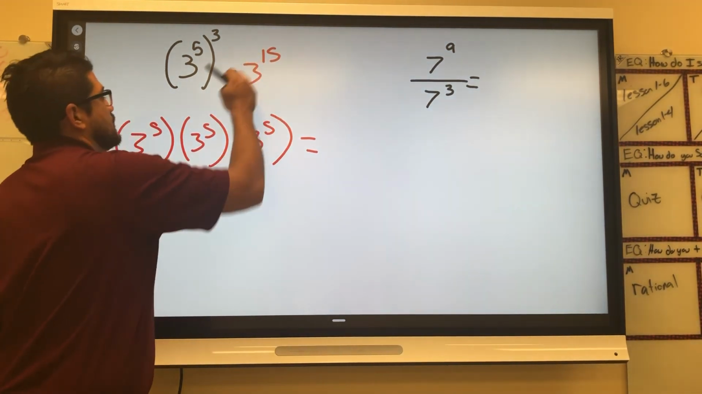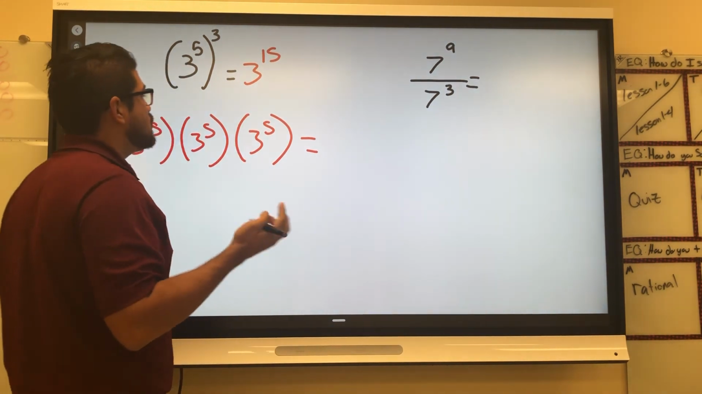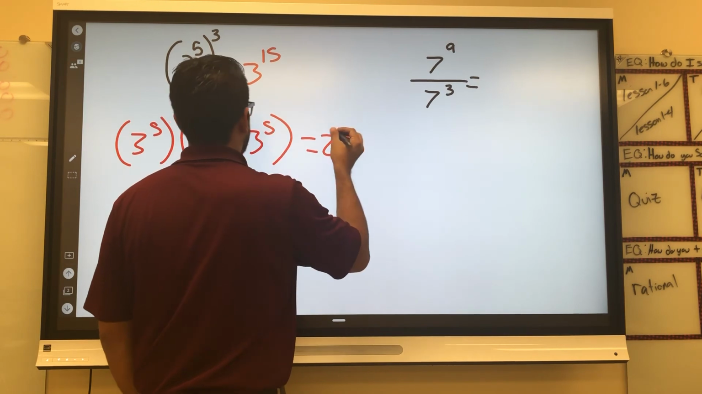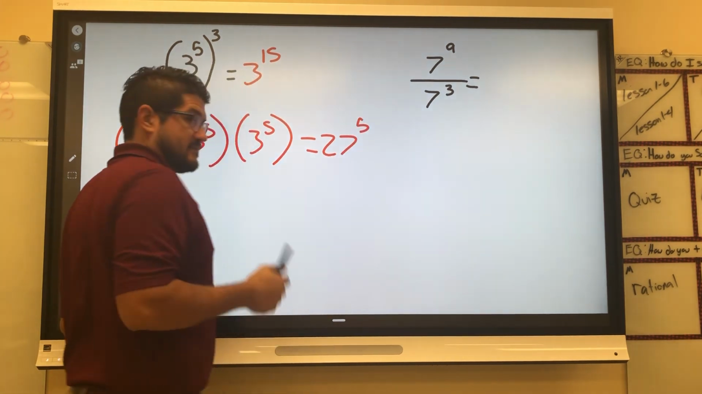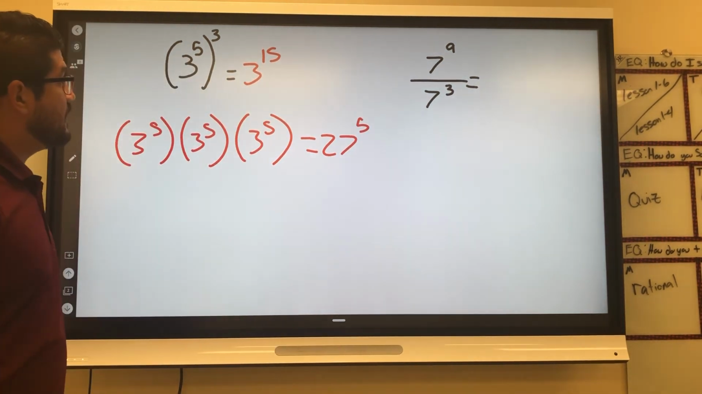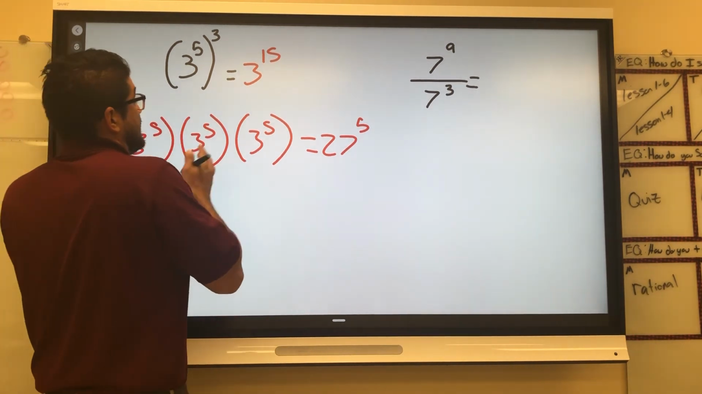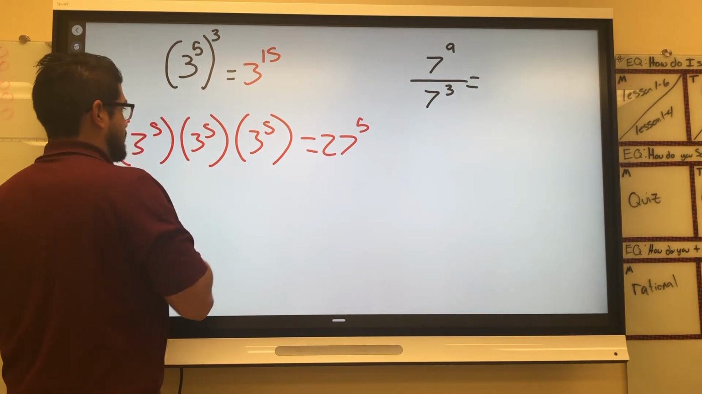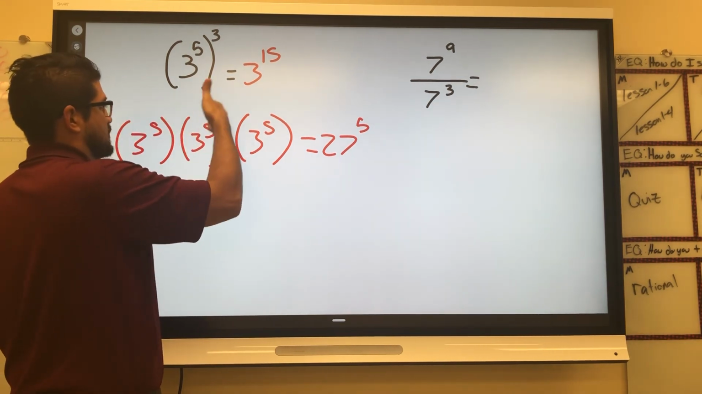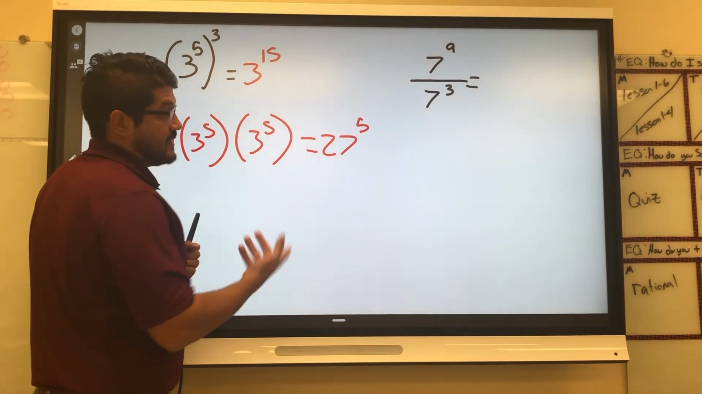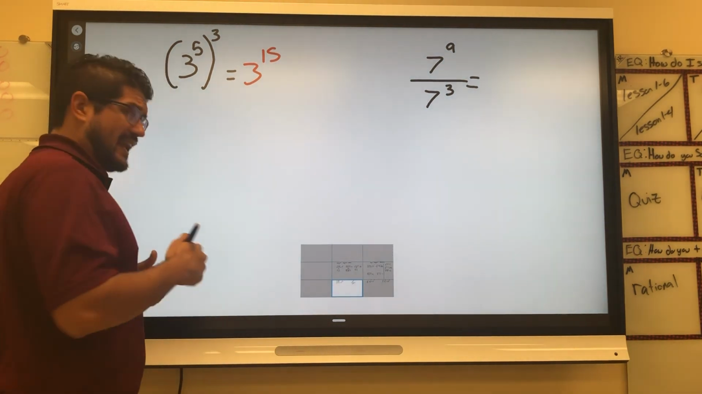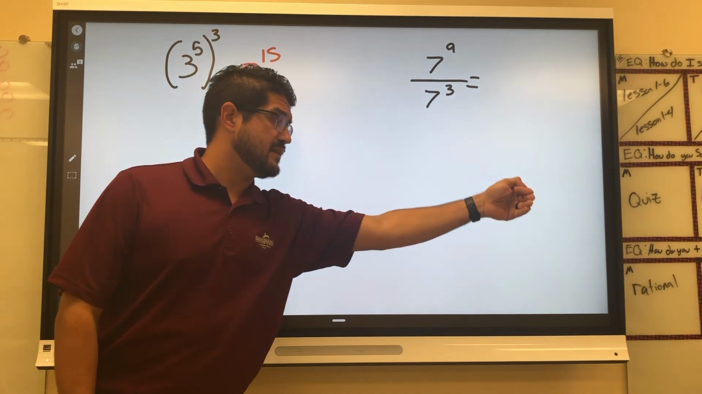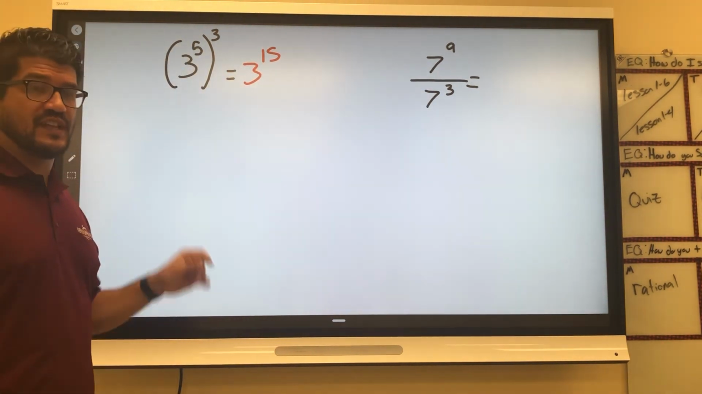So 3 to the 15th is an option, but you could have also left it as 3 times 3 times 3, which is 27 to the 5th power. That also is an option, okay? But the easier way to do it is just work with the exponents. 5 times 3, 15, done. Because we're doing repeated addition here, 5 plus 5 plus 5. Repeated addition is multiplication. Again, it looks like it's doing the exponent, but in reality, it's doing multiplying when you're just dealing with the exponents.